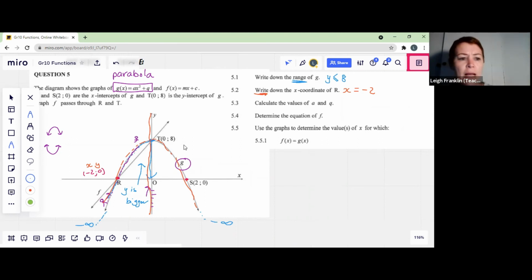I chose this question because, can you see here, grade 10s? They asked us to calculate the values of A and Q, and that's exactly what we were trying to do in the previous lesson. So while I've been talking to Katlego, I'm wondering, has anybody been able to work out the value of A and Q? Can you share that with us? You can pop it into the chat or you can unmute your mic. Anybody been able to work out A or Q yet?